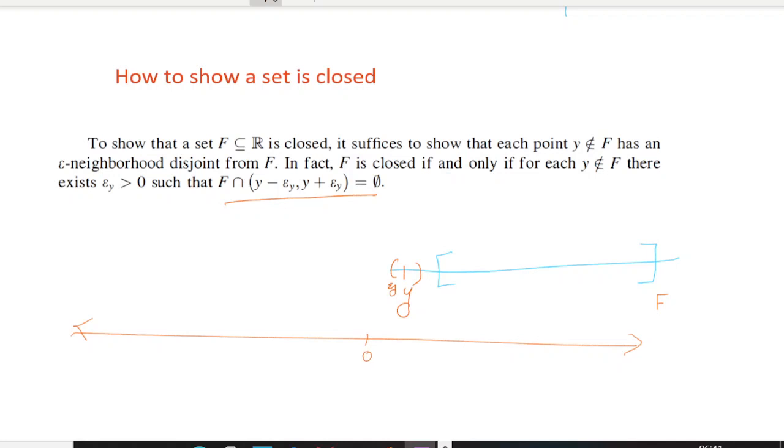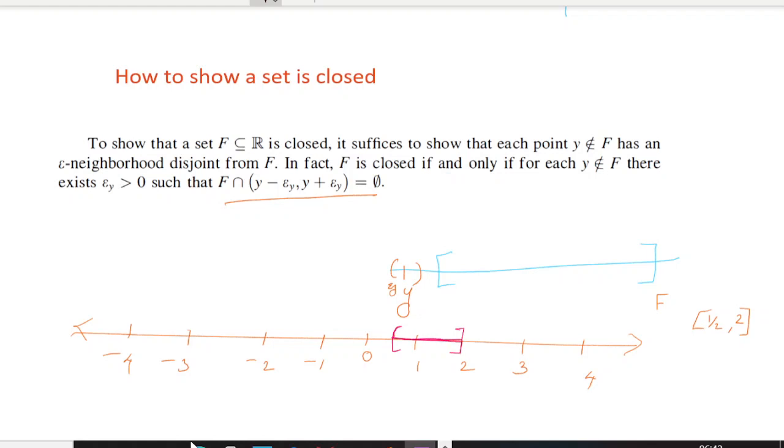See, in your real line, suppose we have 1, 2, 3, minus 1, minus 2, minus 3 and minus 4. Now I am taking the set 1 by 2 comma 2. So 1 by 2 means somewhere here it will come. First of all, I am marking my set. So this is my 1 by 2 to 2. So this is my set.